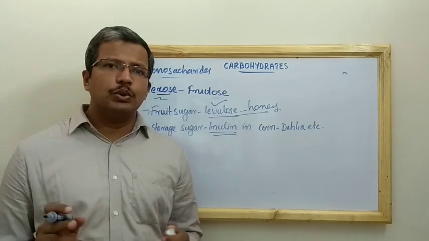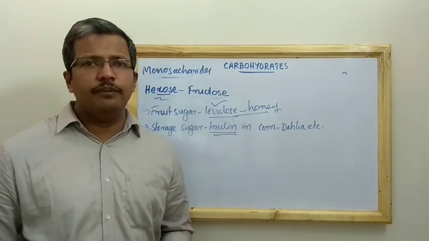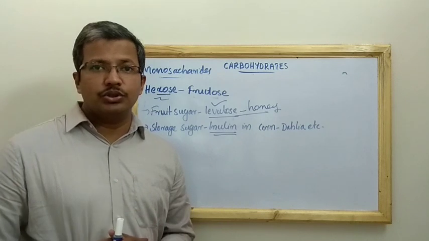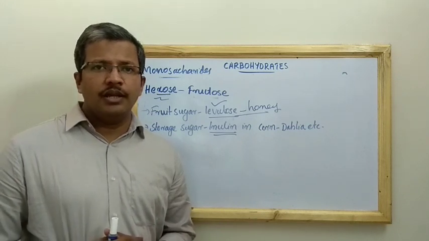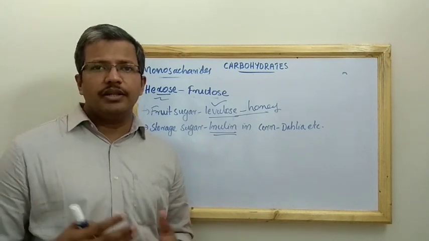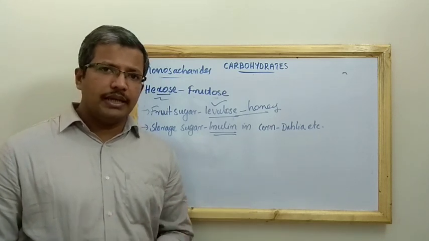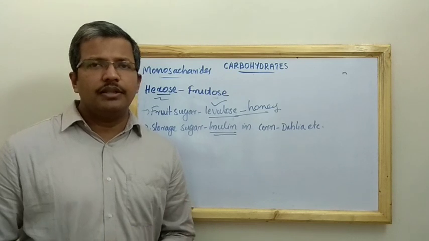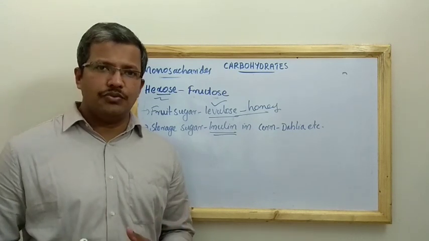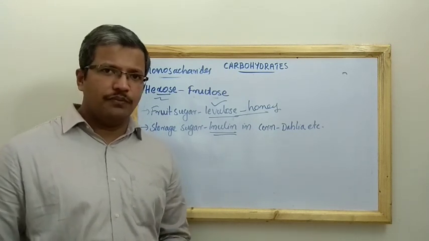So that's about the glucose and fructose under the hexose sugar, and that's the end of the monosaccharide. Okay, now let us discuss the different types of oligosaccharide, that is disaccharides, and then polysaccharides, then biological importance of carbohydrates in the upcoming videos.